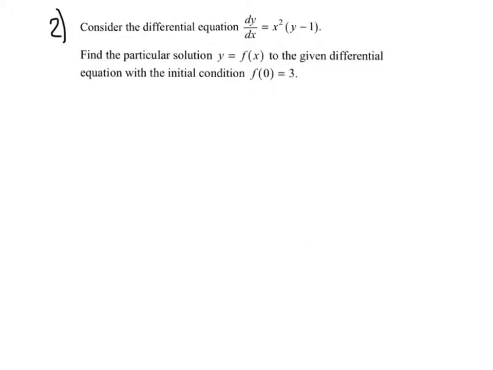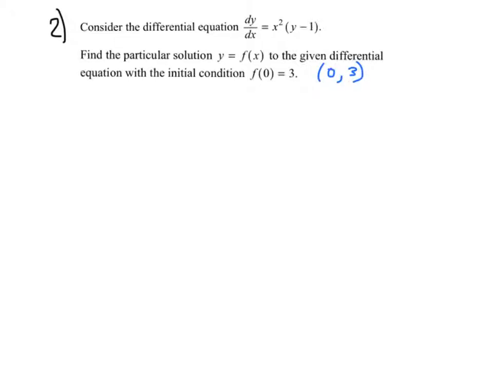Okay, so our second example says, consider the differential equation dy/dx equals x squared times (y minus 1). Find the particular solution, y equals f of x, to the given differential equation with the initial condition f of 0 equals 3, which of course is the point (0, 3). All right, so let's get started.